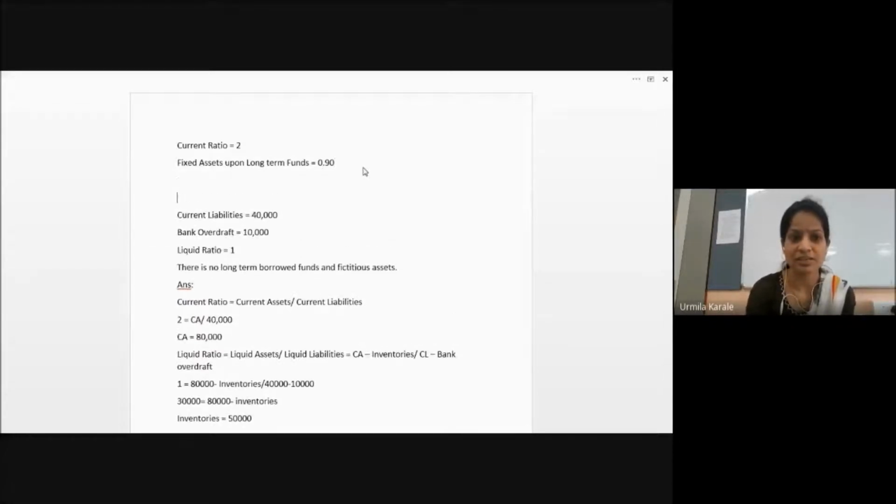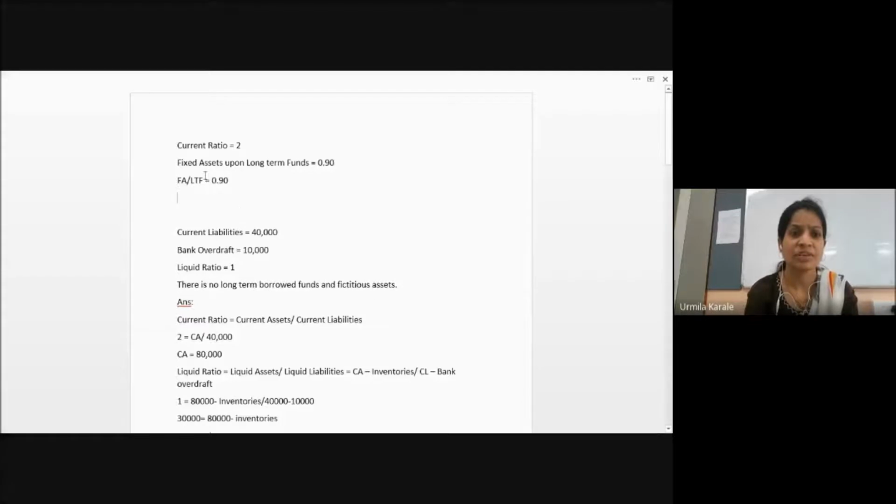So here only I'm writing the formula so that you'll understand. Fixed assets upon long-term funds, this is how it is written. Fixed assets divided by long-term funds equals 0.90. What it actually means is that the remaining amount of long-term funds is invested in the working capital. Long-term funds means the total amount of capital used in the business. If I say out of that 90% is invested in fixed assets, it means the remaining 10% is invested in working capital.